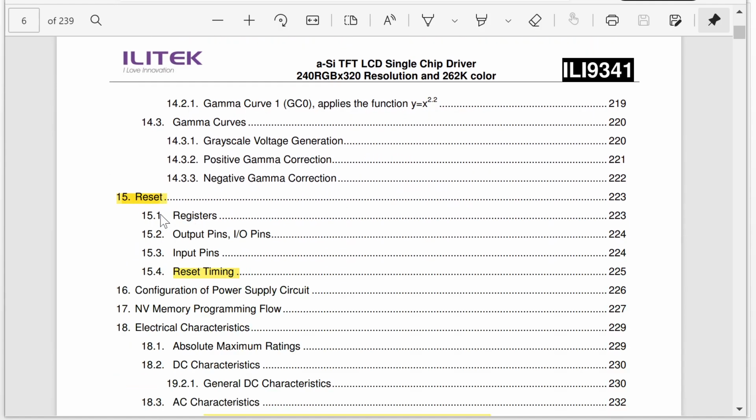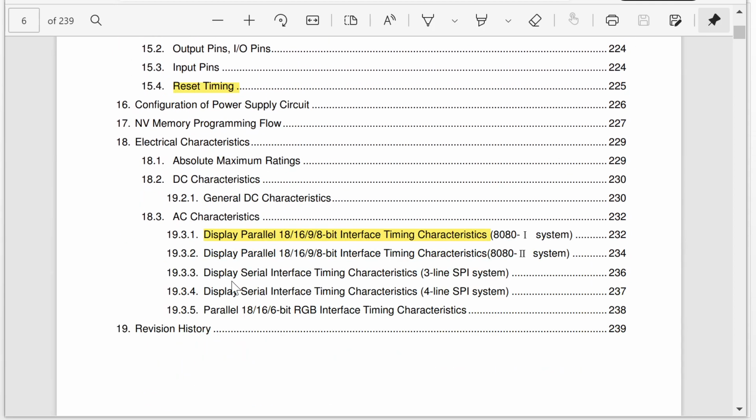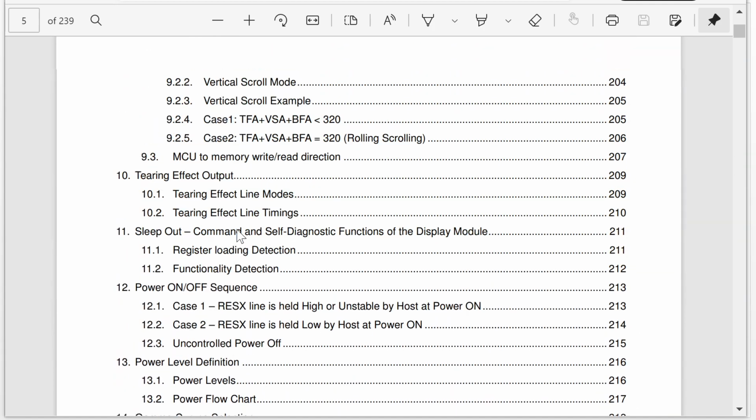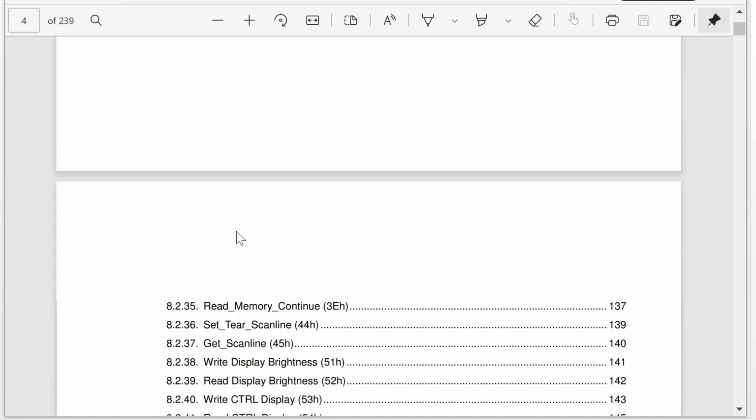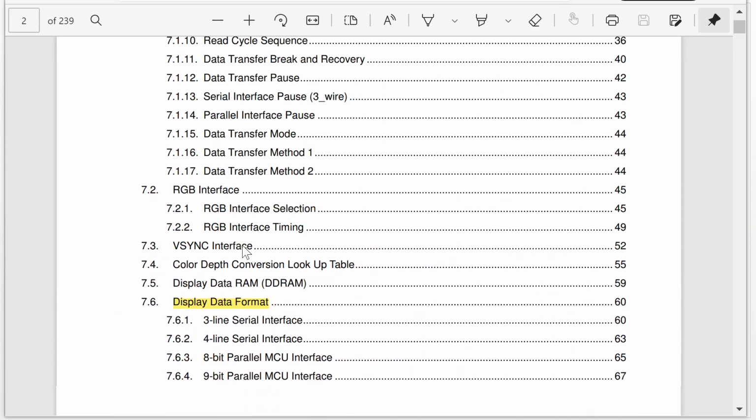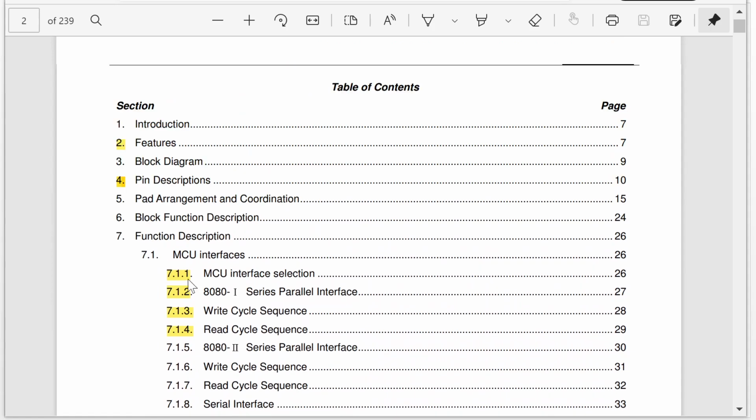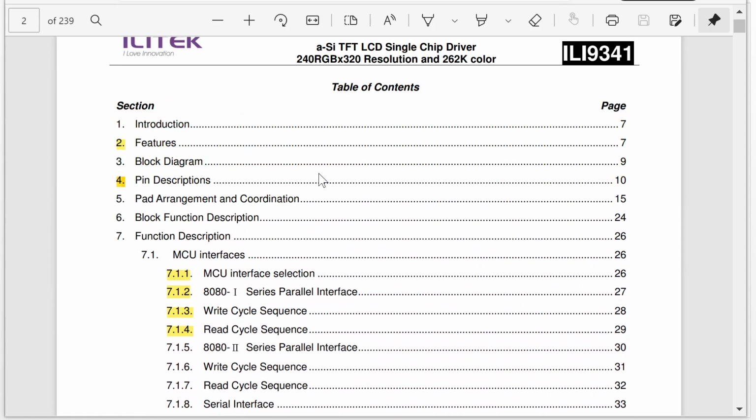It's the reset. We need to understand the reset timing to drive the LCD. And also, we need to understand the timing. For our situation, we use a 16-bit interface, so we will check a little bit about this part. So the most important part is this. Okay, let's go. So the first thing, let's take a look at the feature.